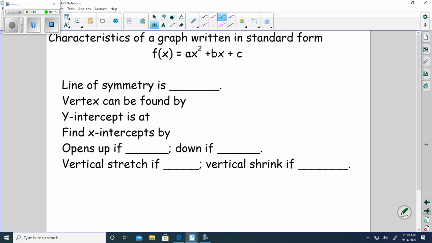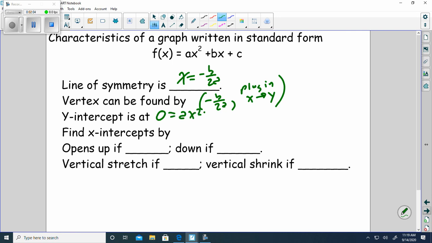Characteristics in standard form. My line of symmetry is x equals negative b over 2a. My vertex can be found using my axis of symmetry and plugging in for x to get y. My y-intercept is going to be at f of 0, a times 0 squared plus b times 0 plus c. That's how I get my y-intercept. For my x-intercepts, I would have 0 plugged in for f of x or y, and I might have to factor it.